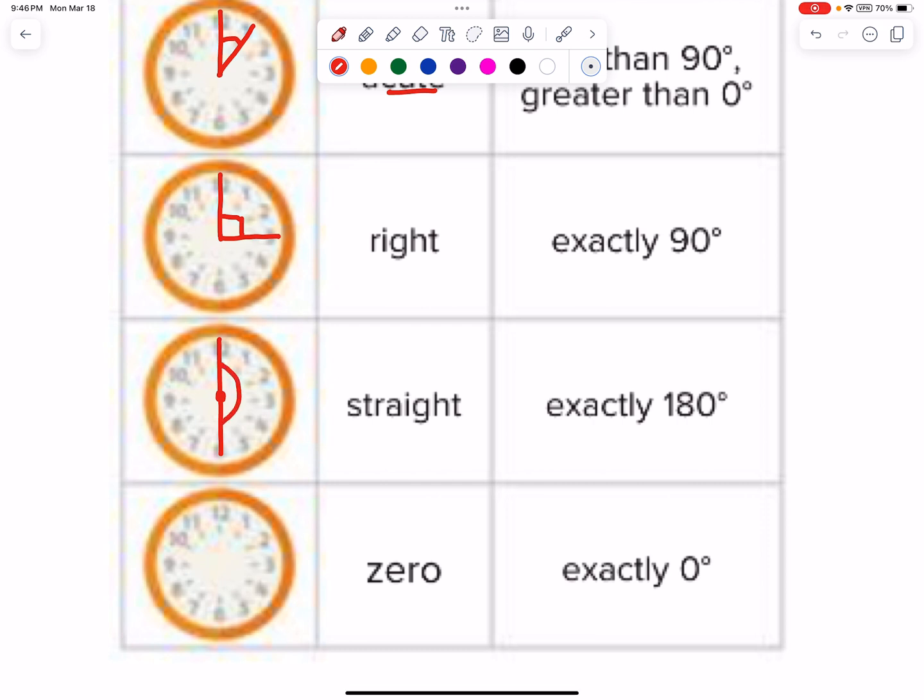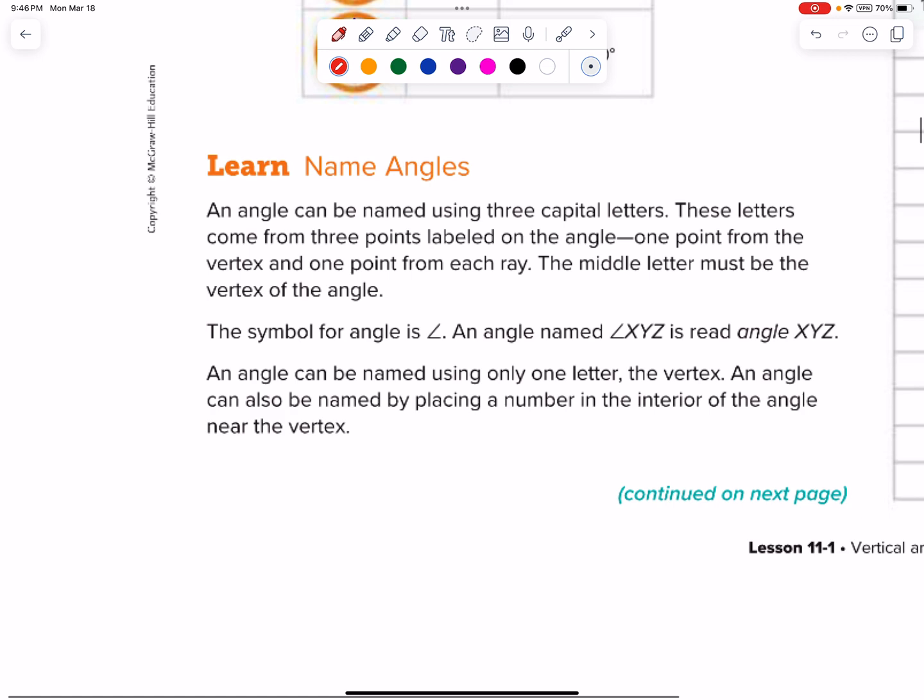And then a zero means that the ray is actually overlapping the other ray. And so it's there, you just don't see it. So it would sort of be like me representing it like that with two colors. All right, so let's go ahead and continue.